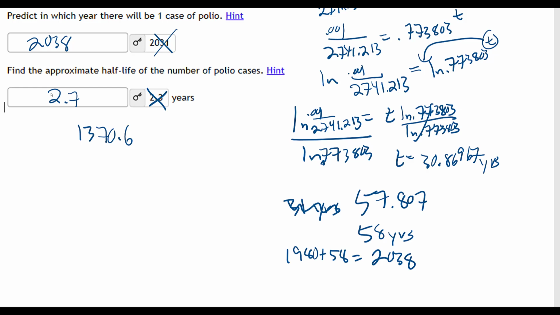And that's how I use Desmos to find these. Again, I'm not sure why they're coming up with a little bit of a difference in them. But that's how I do it. Okay, hope that helps.